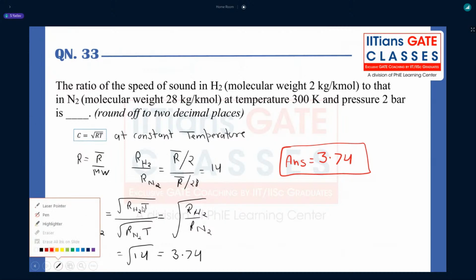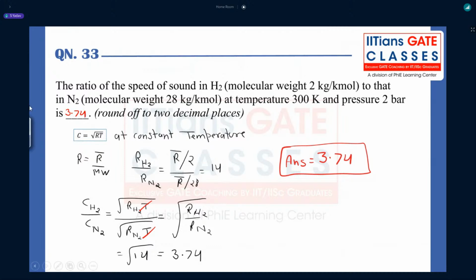So we can just cancel the temperature here. Then you end up with R of hydrogen over R of nitrogen, which you already know is 14. So the square root of 14 turned out to be 3.74. So the final answer would be 3.74. Okay, so the question is pretty straightforward. I suppose you are supposed to give the answer for this question in less than 30 to 40 seconds.